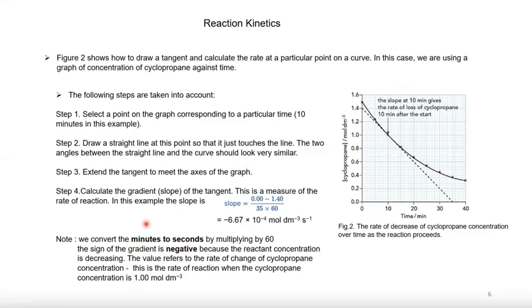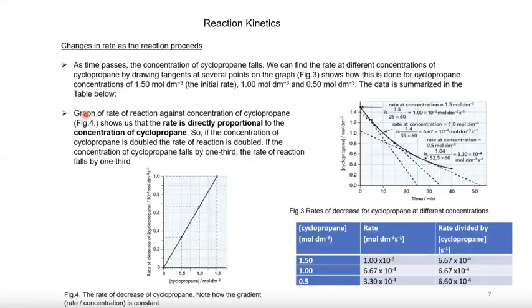Okay, that's what I have discussed, and I showed the 4 steps of how we do this, following the rate of reaction or rate of decrease in concentration of reactant. Okay. Change in rate as the reaction proceeds.